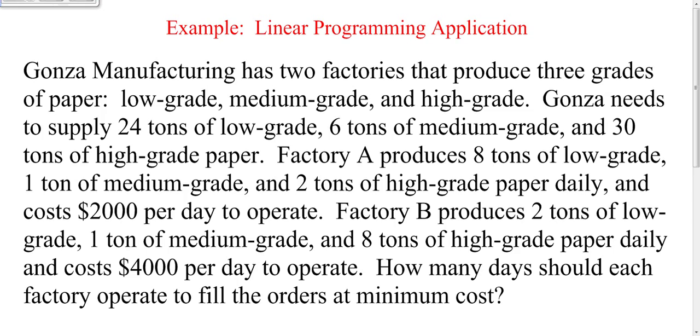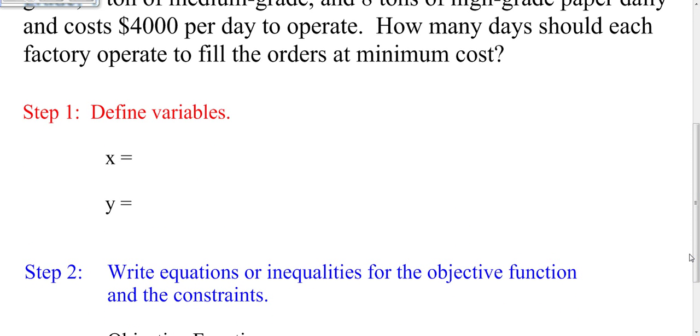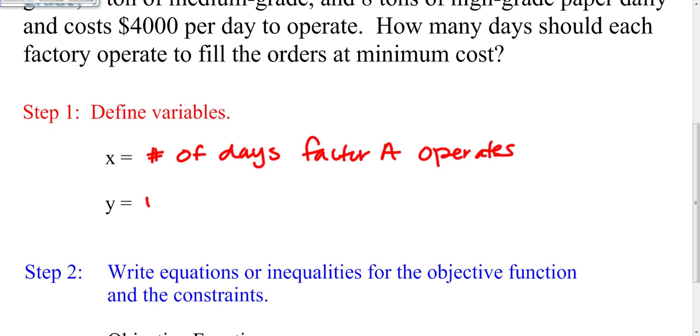At factory B, they produce 2 tons of low grade, 1 ton of medium grade, and 8 tons of high grade paper daily, and it costs $4,000 to operate. How many days should each factory operate to fill the orders at minimum cost? So first of all, you need to define the variables. There's 2 things going on. There's factory A and there's factory B. So X is going to be the number of days that factory A operates. And Y, I'm sorry, will be the number of days factory B operates.